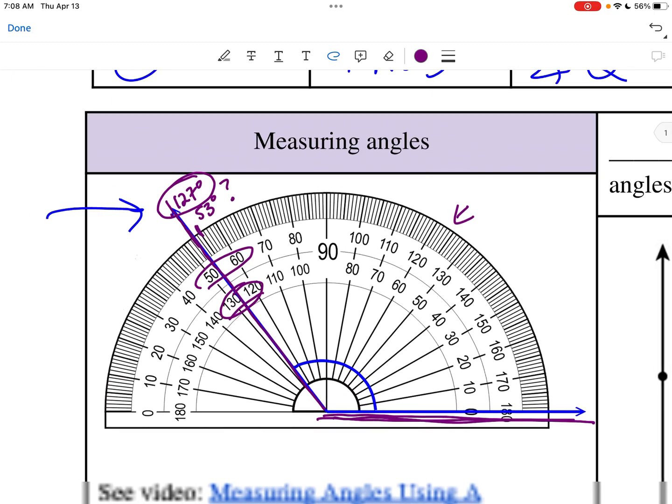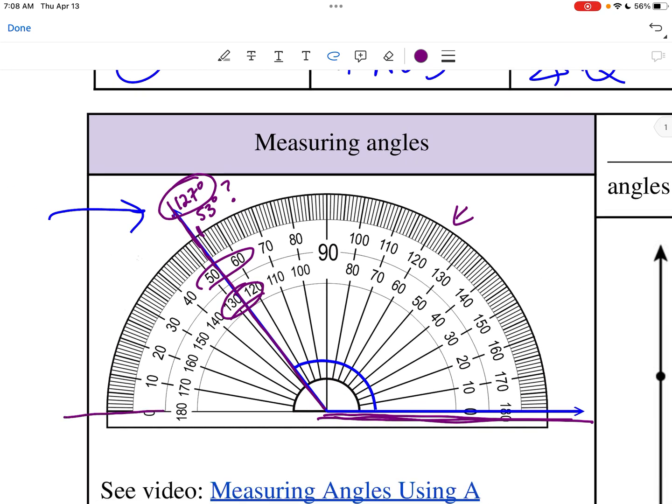Now, if we were to look at the other angle that's formed from here to this line, so this angle right here, we would use the smaller number. That is 53 degrees here.